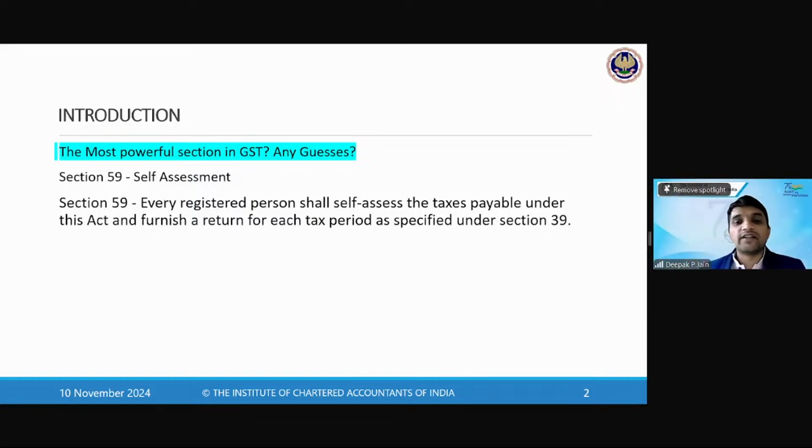Okay. So every registered person shall self-assess the taxes which is payable under this act and furnish a return for each tax period as specified under section 39. सो आपका जो रिटर्न्स है ना, वही एक असेसमेंट ऑर्डर है। ओके, जैसे इनकम टैक्स में आपके रिटर्न्स फाइल करते हो, you are not doing assessment, you are just disclosing, फिर उसका असेसमेंट ऑफिसर के हाथ में होता है। लेकिन अंडर जीएसटी, you yourself are an officer at the first level because you have to assess your own self. You will do a self assessment and then file the return.